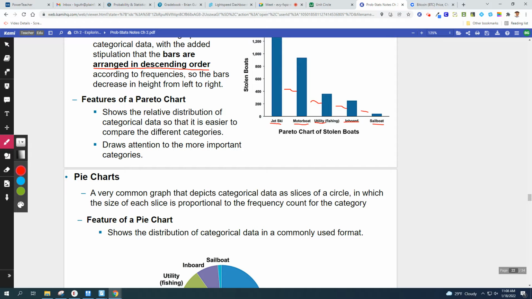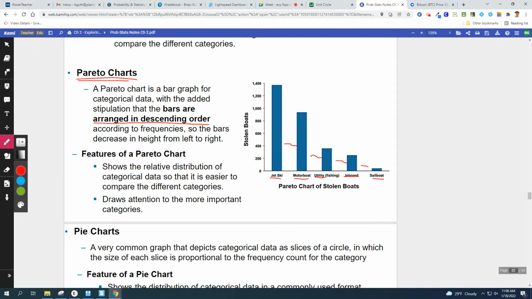This Pareto chart shows the relative distribution of categorical data, so it's easier to compare different categories. It draws attention to the more important categories. So, this is the highest, jet ski. But one thing that's good about a bar graph, or in this case the Pareto chart, is it does actually show the data. It looks like it's clocking in just under 1,400 stolen boats. Okay, stolen jet skis. All right.